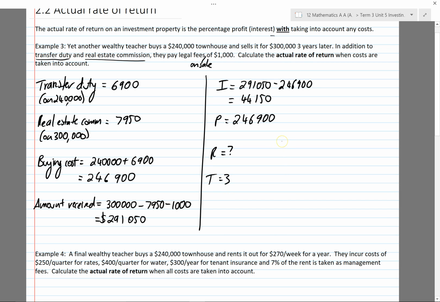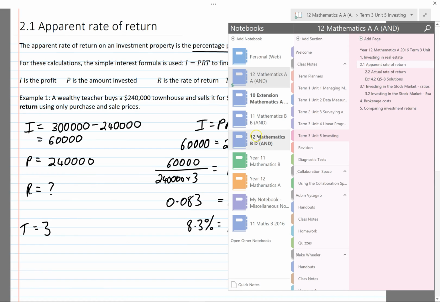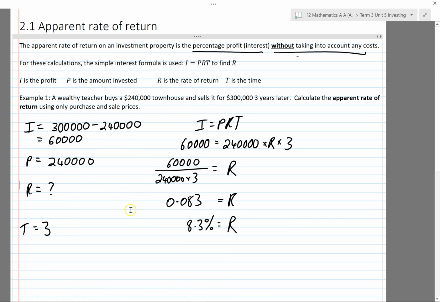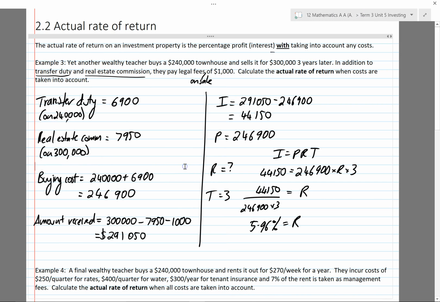Okay, so now you can go ahead and write the rule, substitute in, and find the actual rate of return. My actual rate of return is 5.96%. If you compare this to the apparent rate of return, it was 8.3. So the actual rate of return is always going to be lower than the apparent because we're taking into account these costs. So our interest rate or our profit percentage is going to be lower.